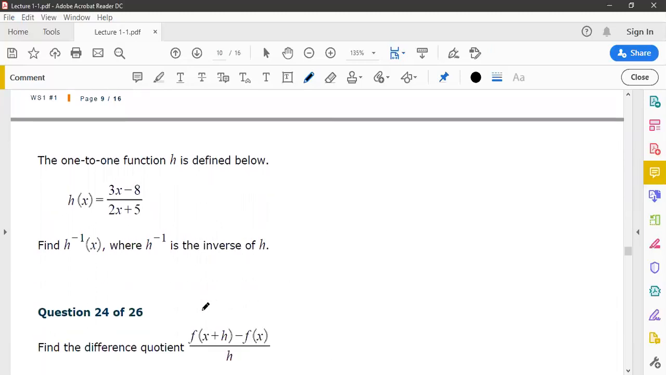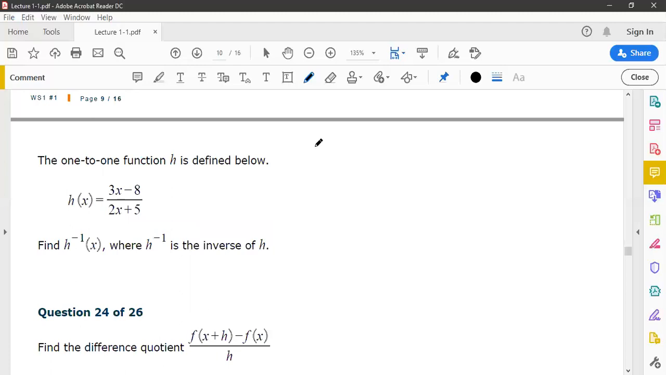The next problem says the one-to-one function h is defined below. Why do they say it's one-to-one? Because it's asking you to find the inverse of this function. Remember, the only way a function has an inverse is if it's one-to-one. So now we have the function h of x equals 3x minus 8 over 2x plus 5.